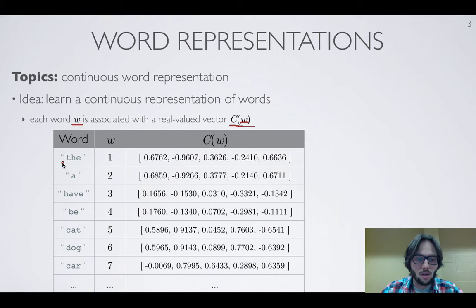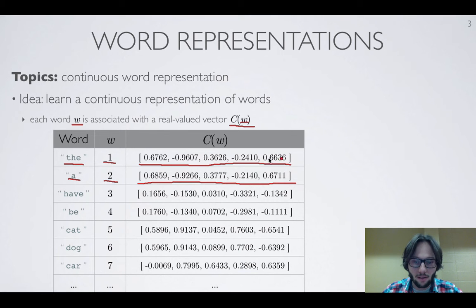So for instance, this is just a made-up example, but for the word "the", say it has the ID 1, then CW might give us this vector, and then for a similar word, which would have, in this example, the ID 2, it might give us a very similar vector, where we see that the values in the vectors are actually quite similar. So the squared Euclidean distance between the two vectors would be small.